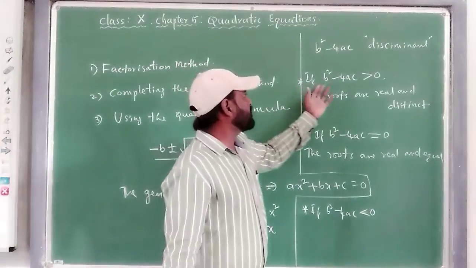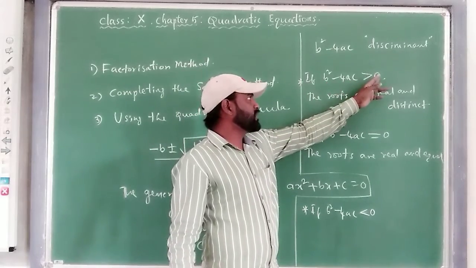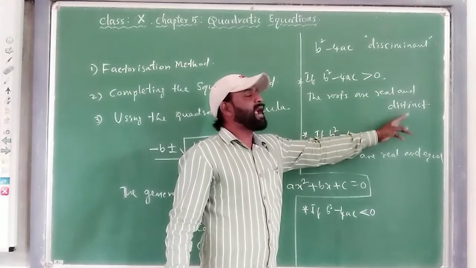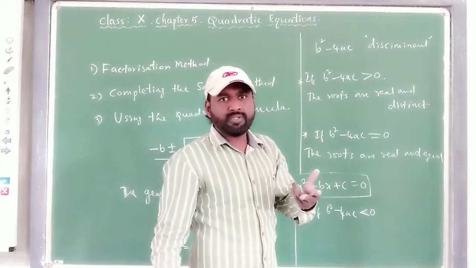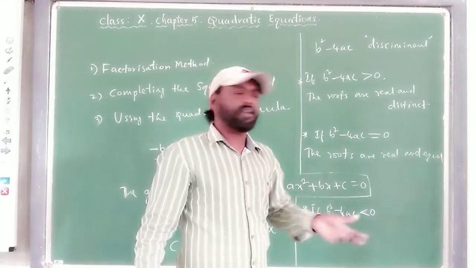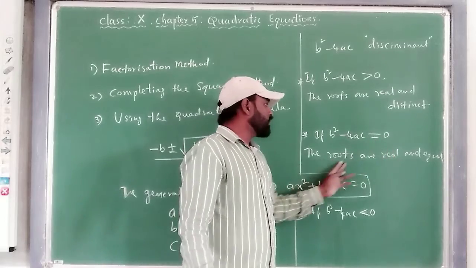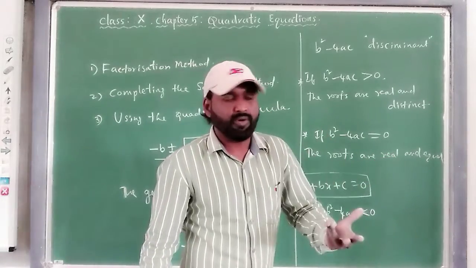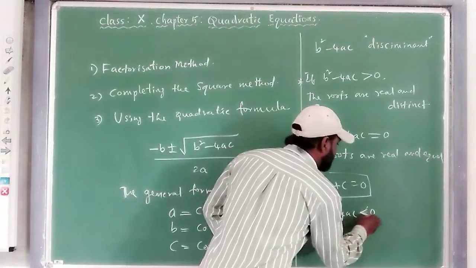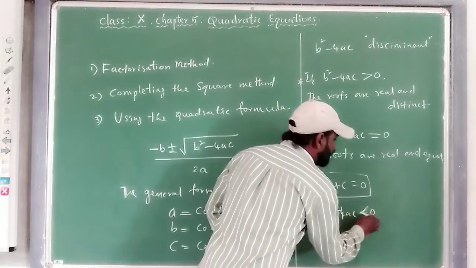If the value of b square minus 4ac is greater than 0, the roots are real and distinct. That means the two roots are different from each other and they are real numbers. If b square minus 4ac value is equal to 0, the roots are real and both are equal. If b square minus 4ac value is less than 0, no real roots exist.